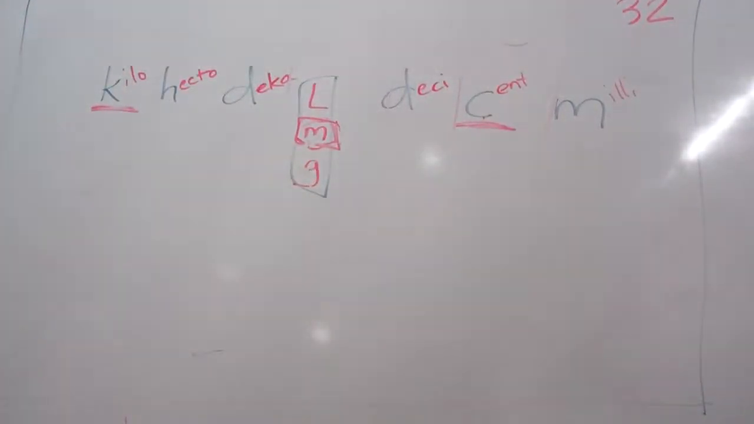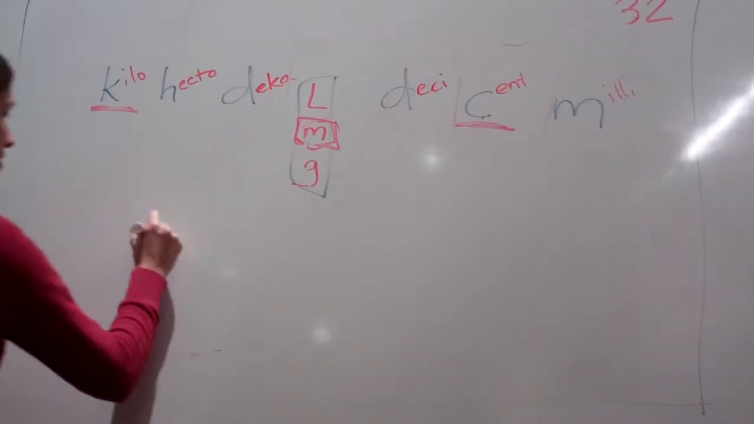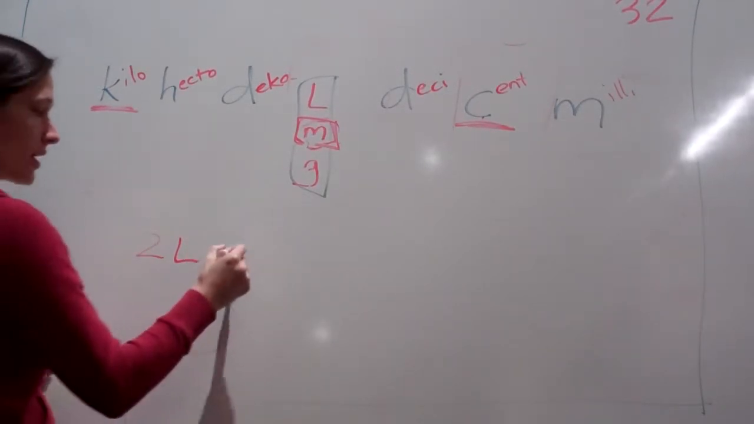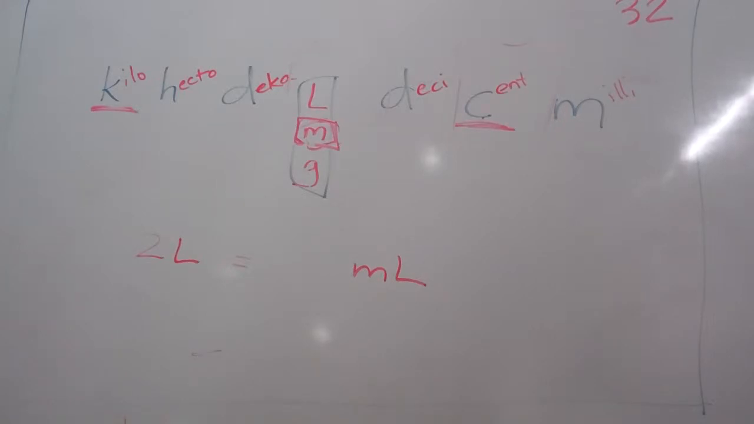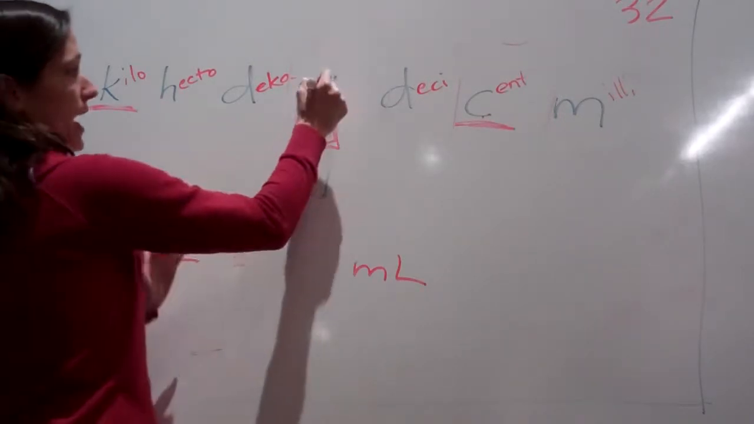Okay, this one says a 2-liter bottle can hold how many milliliters of beverage? What are my 2 measurements I'm looking at? Liters and milliliters. I'm going to circle that.